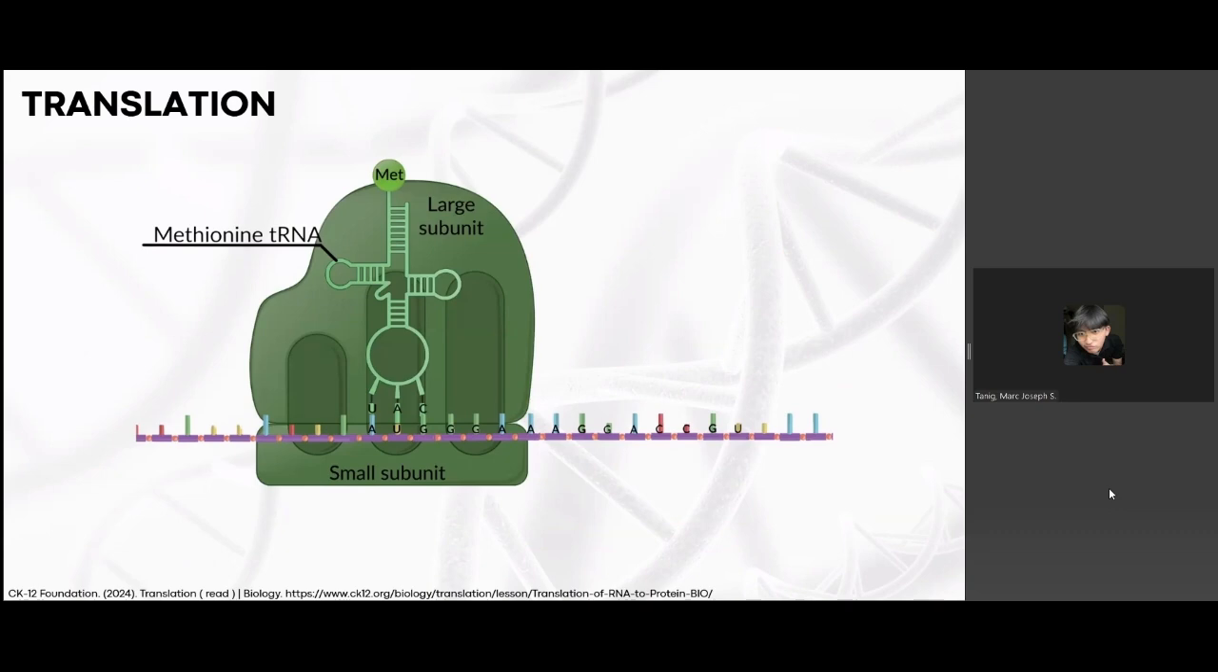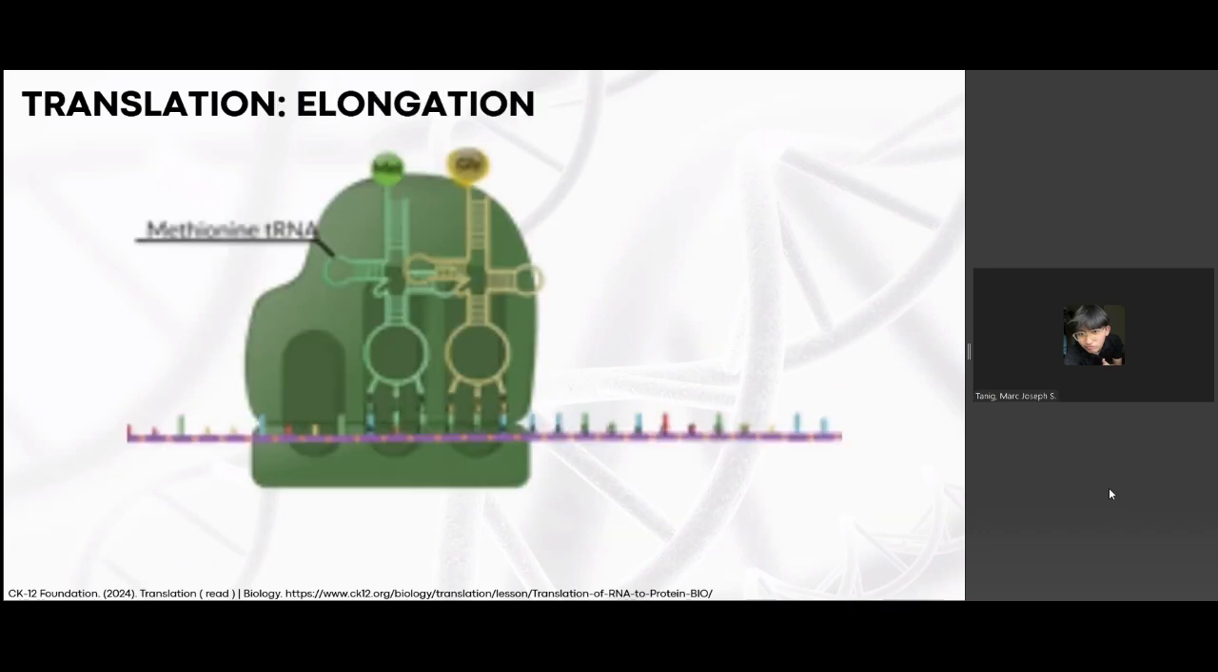After that, a large ribosomal subunit then joins the complex, completing the assembly of the functional ribosome. After this, the ribosome is now ready to build a protein, one amino acid at a time. Next, we move to the process of elongation, which is a cyclical and processive phase where amino acids are sequentially added to the growing polypeptide chain.